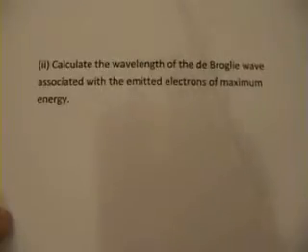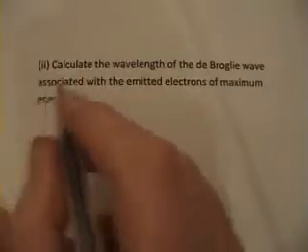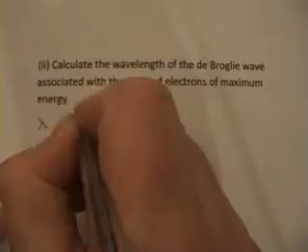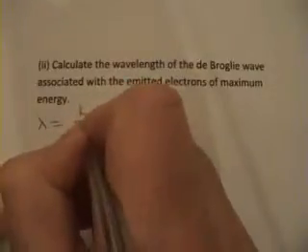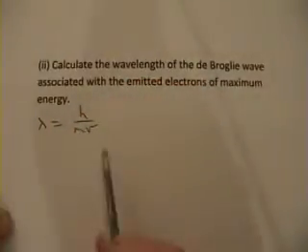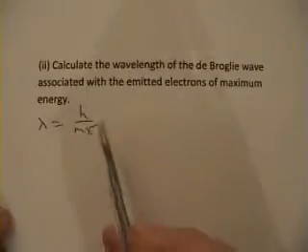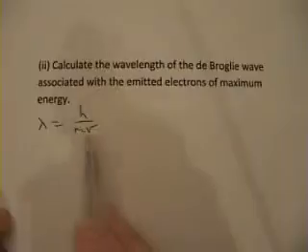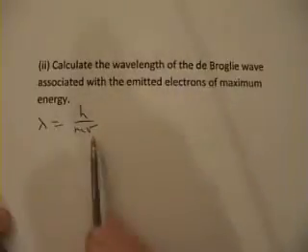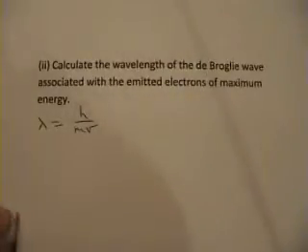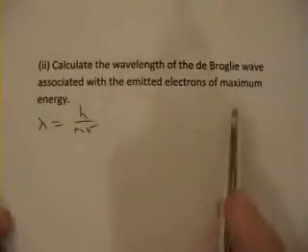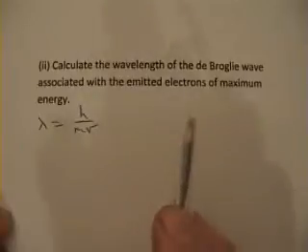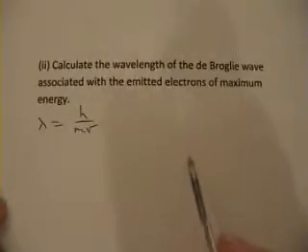If we look at our data sheet, the formula for de Broglie wavelength is lambda equals h over mv, where h is Planck's constant, which we can look up if we don't remember it. m is the mass, in this case of the electron, and v is the speed of the electron. It does say that we're dealing with the electrons that are going the fastest, in other words the ones that get the full share of kinetic energy.